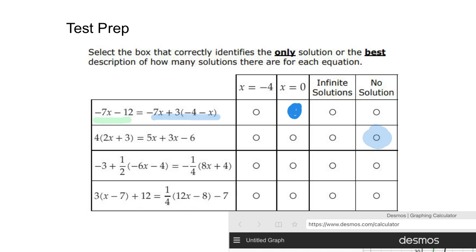So take a minute, pause the video and see if you can graph the next two and come up with a solution for them. And then unpause it and see if you were correct. Please actually pause the video and try them.